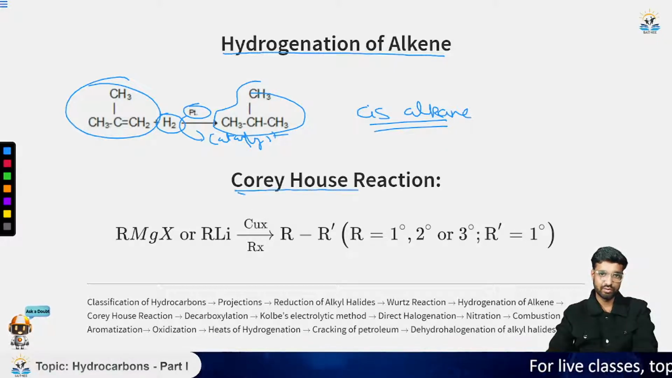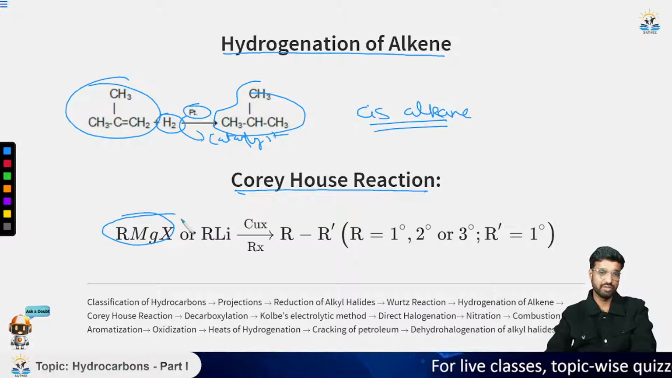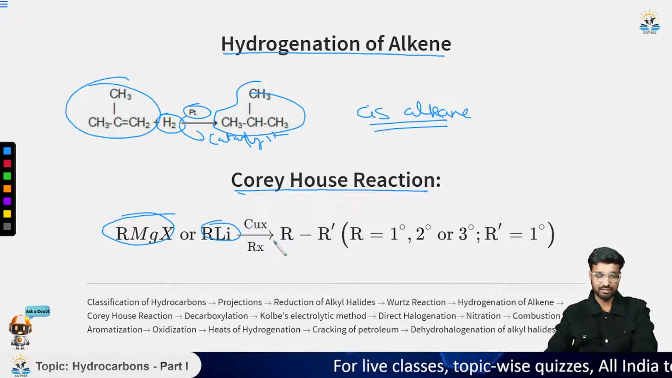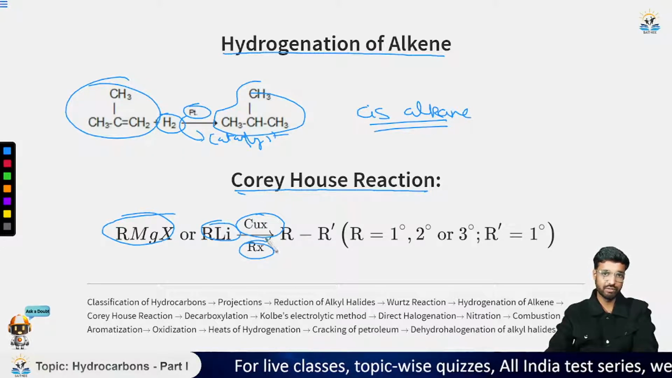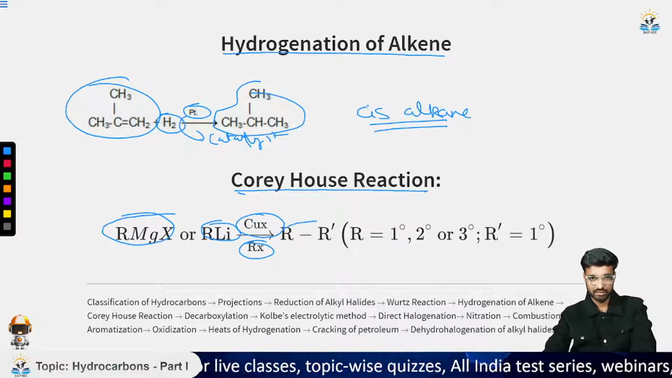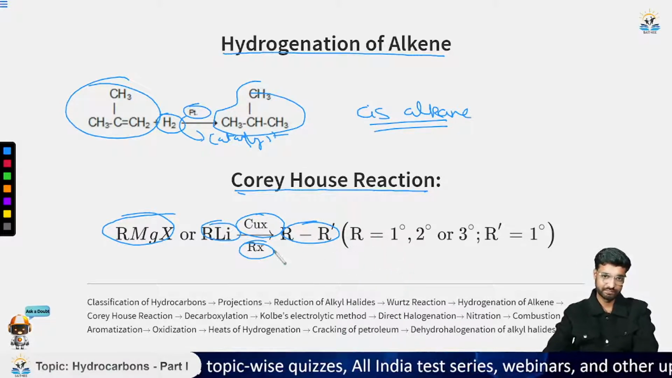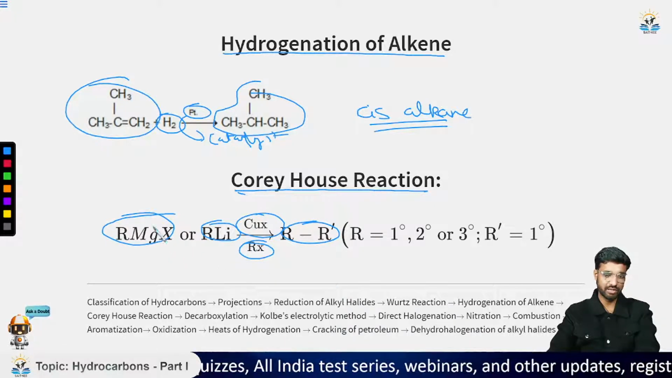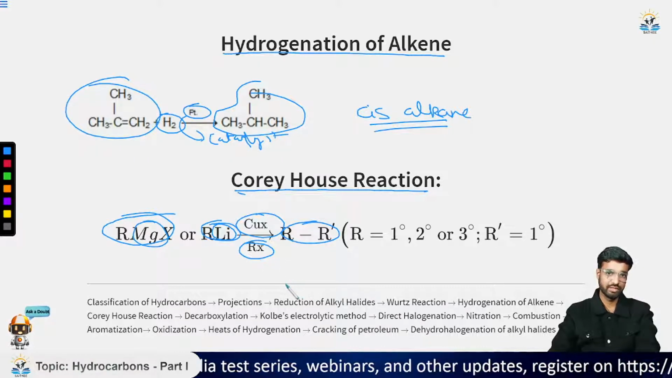Now the next one is the Corey-House reaction. So what is the Corey-House reaction? Basically we are using a Grignard reagent or an alkyl lithium, and we are treating it with copper halide and R-X. Then we are getting R-R dash. This is a kind of transmetallation, similar to the Wurtz reaction. We are changing just the metal here. We are using magnesium or lithium in place of the sodium.